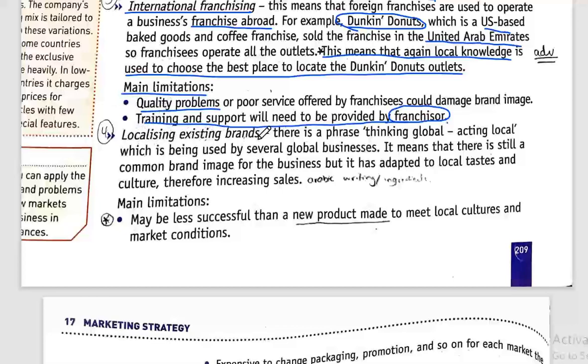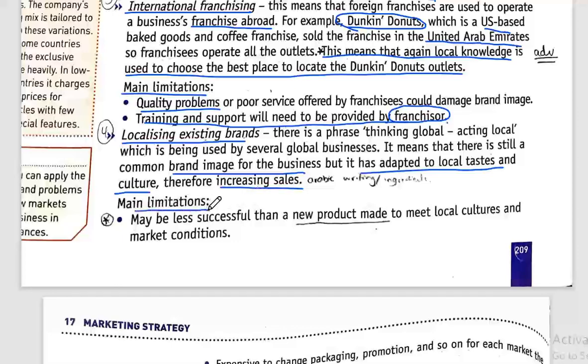Localizing existing brands. There is a phrase, thinking global, acting local, which is used by several global businesses. It means that there is still a common brand image for the business, but it has adapted to local taste and culture, therefore increasing sales. So if I'm using a US brand but selling it in Saudi Arabia, I'm adding local taste to the brand, making it adaptable to the new foreign country.